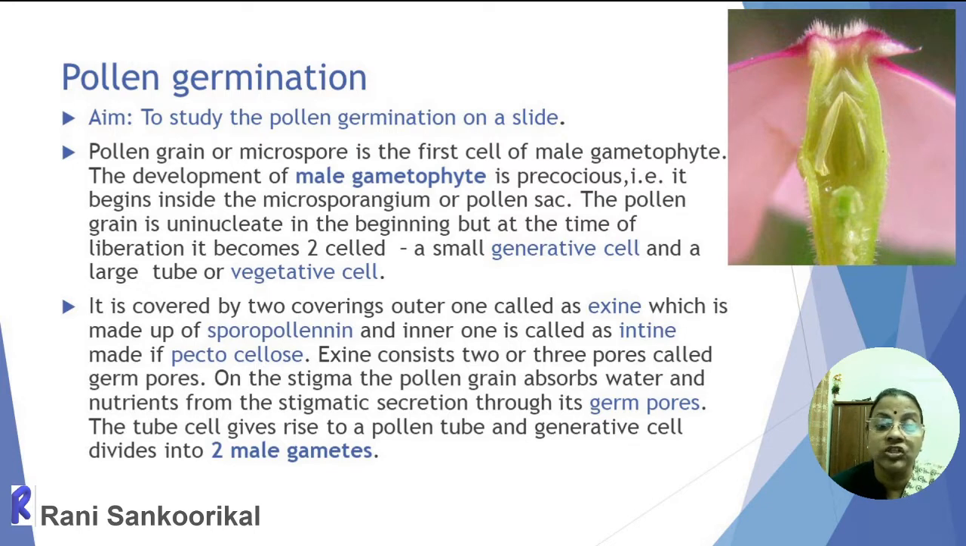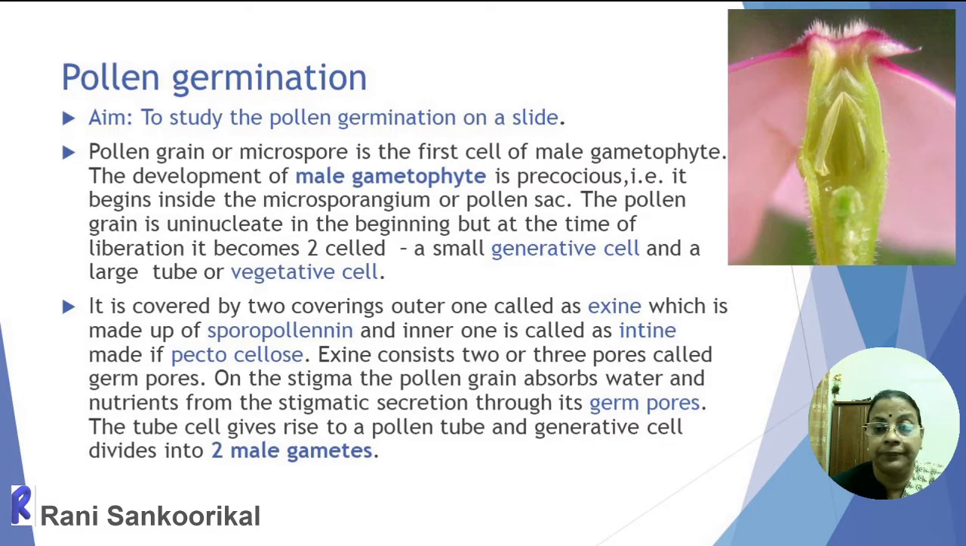The pollen grain consists of two layers. The outer layer is called the exine, and it is made up of sporopollenin, and the inner layer is called the intine, made up of pectocellulose. The exine has two or three pores called germ pores that allow the germination of the pollen tube. When the pollen grain germinates on the stigma or in the sugar solution, the pollen tube emerges through the germ pore.